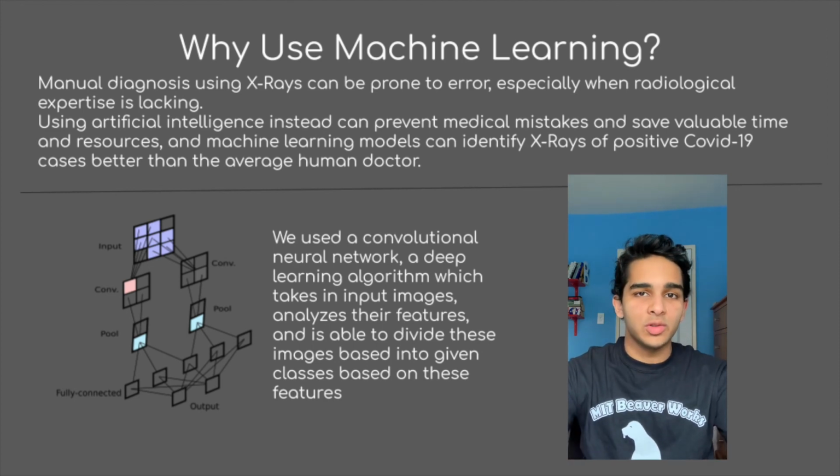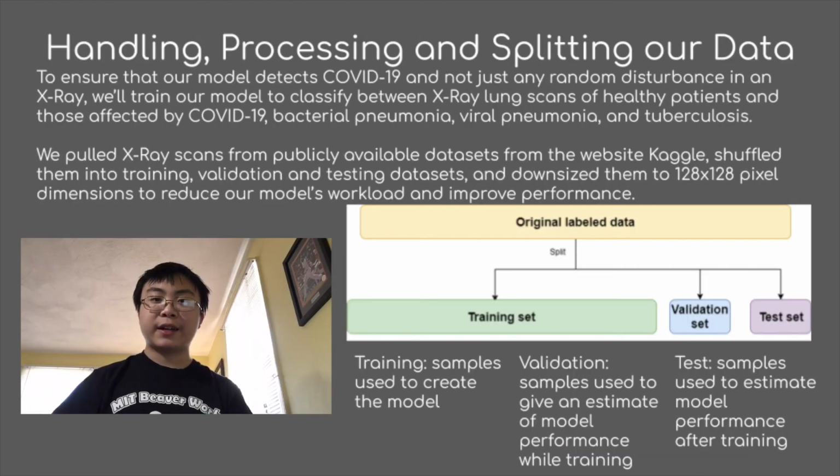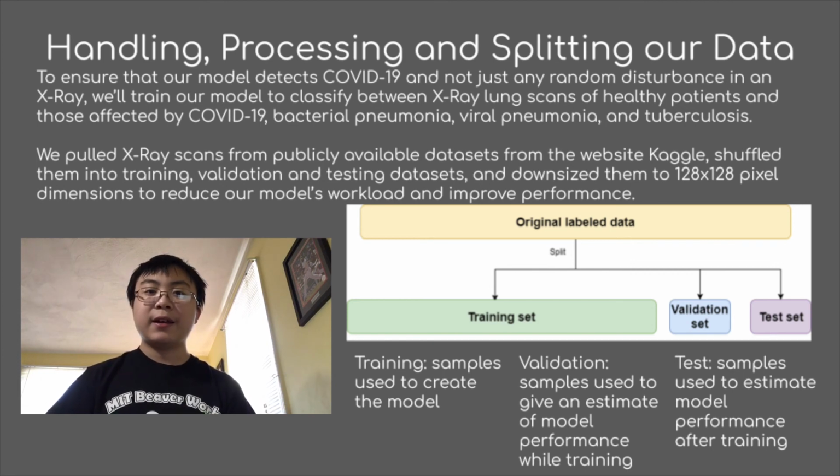Here, we're using a convolutional neural net, which can divide images into classes based on specific features in them. We wanted to accurately detect COVID-19 and not just any random disturbance in a lung X-ray scan, so we added data from other different diseases to create a machine learning model that classified between people with normal healthy lungs and people with lungs affected by COVID-19, bacterial pneumonia, viral pneumonia, and tuberculosis.